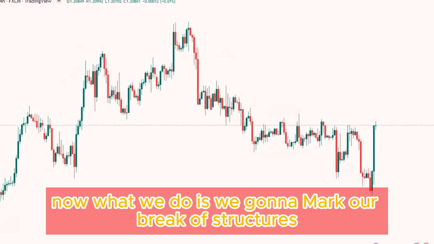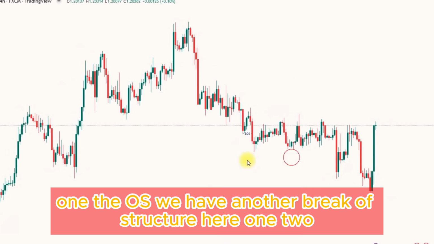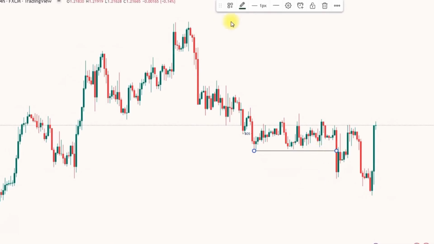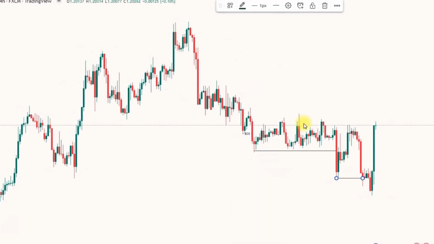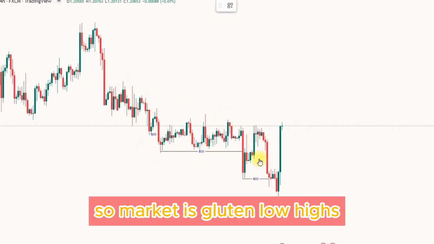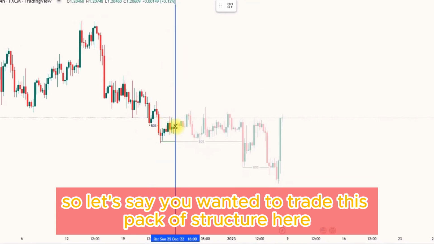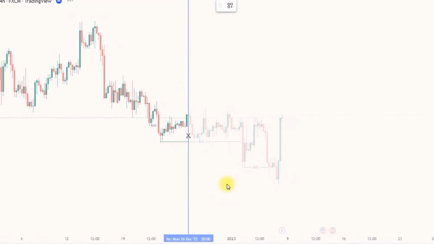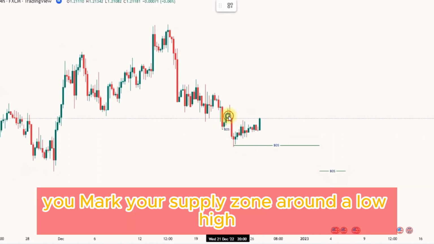Now what we do is mark our breaks of structure. You have a break of structure here, 1, to the downside. We have another break of structure here, 2. And then we have another break of structure here. The market is creating lower highs, lower lows. So let's say you wanted to trade this break of structure here. The market gives you a break of structure to the downside. You mark your supply zone around the lower high.